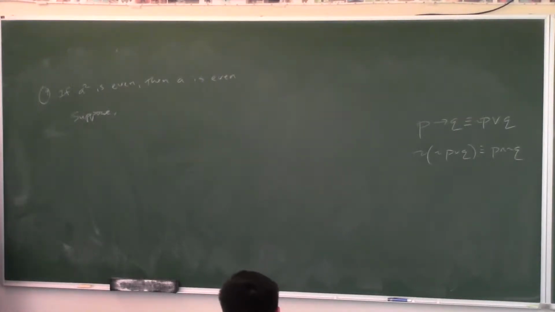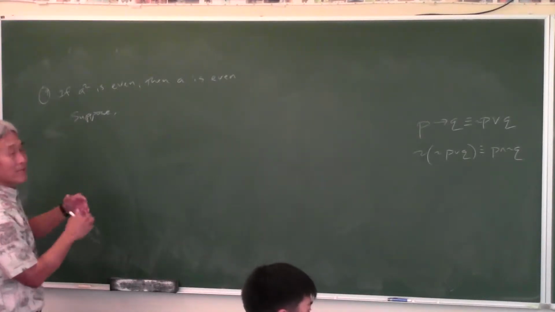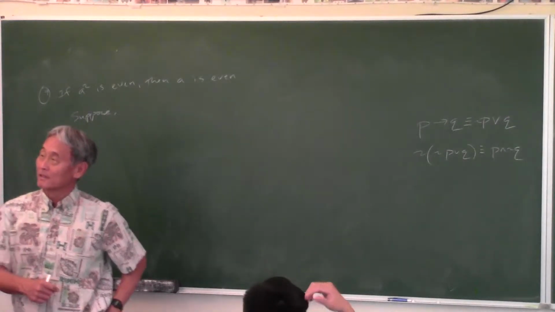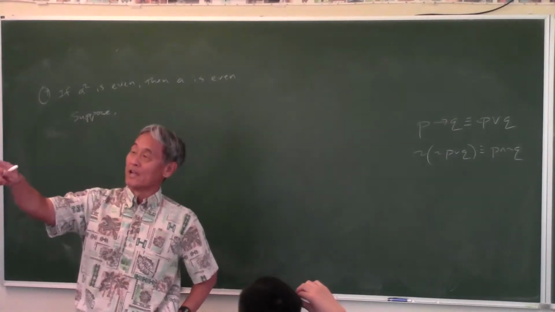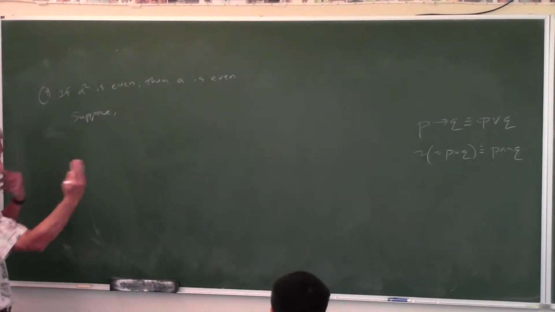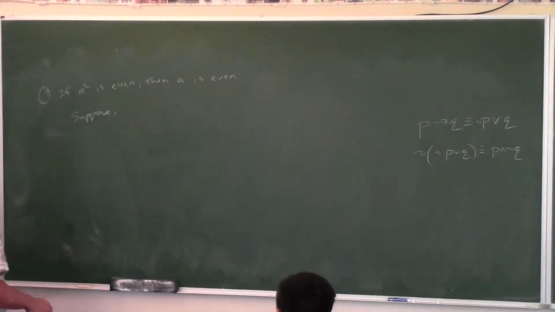Oh my goodness. A squared is even and a is odd. Okay, but wait, time out. Did we do this on last night's homework? No, we didn't. Good. Oh no. We proved on last night's homework if a is even, then a squared is even. This is the opposite. If and only if... what's that called? The converse of that. Converse.